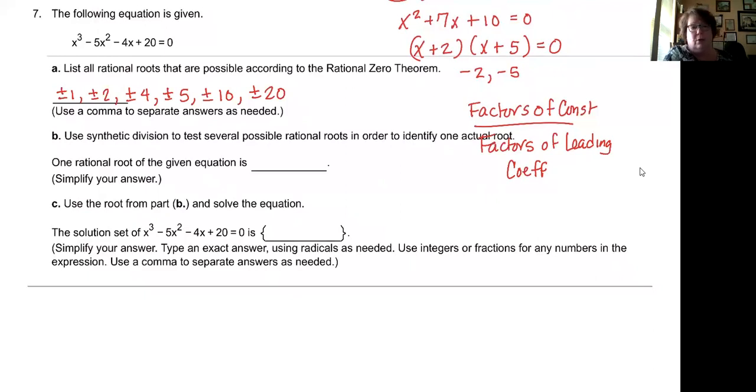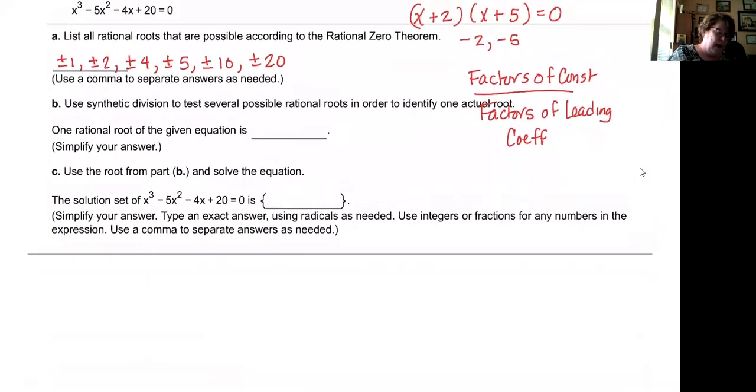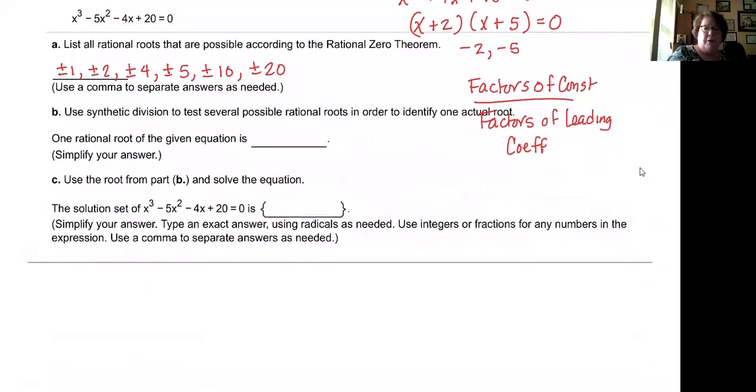The next thing you're going to do is start using synthetic division to test these rational zeros to see if one of them is a zero. So I'm just going to scroll down where I've got some white space here, and I'm going to divide this polynomial first by 1. I always start with 1.